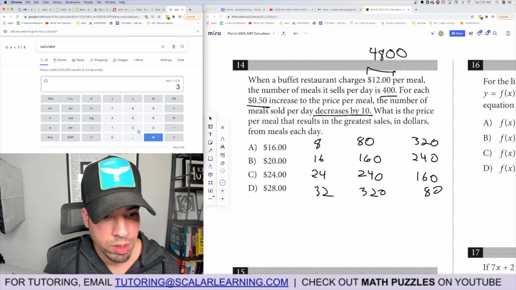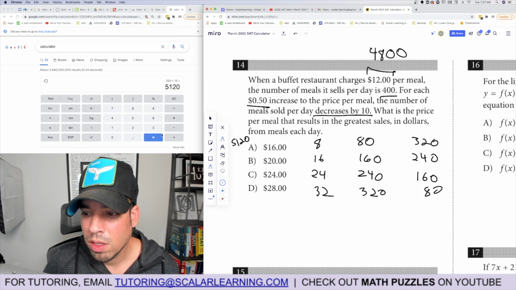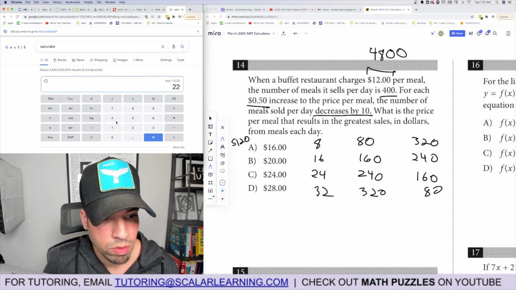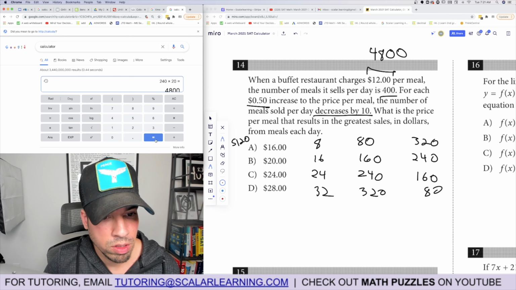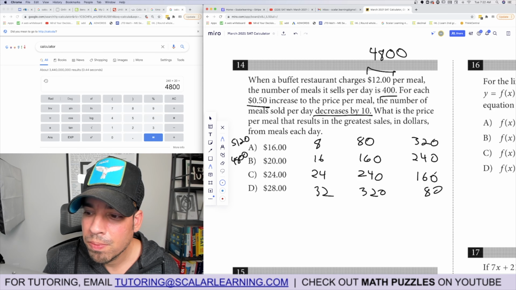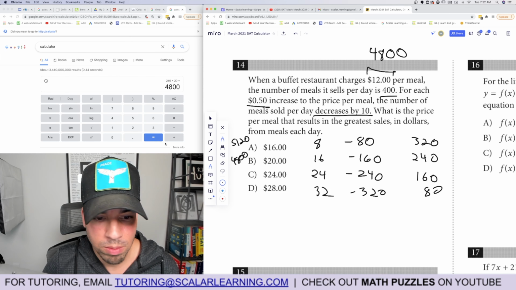So we have 320 times 16 equals 5,120. Then we got 240 times 20, which is 4,800. Times 20, I already know the answer because it's got to be 5,000. It's not going to come bigger than that. 4,800. This one is, we should say minus. This is 160 times 24.